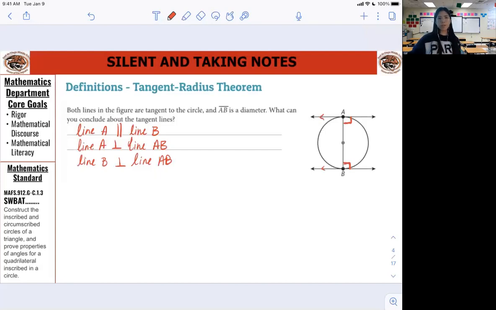If two tangents pass through opposite points of the diameter, they will be parallel. So be very careful. Just like in this example. They have to be across from one another, opposite. Exactly. All right, so far so good.